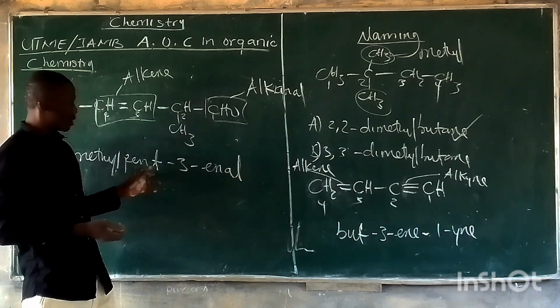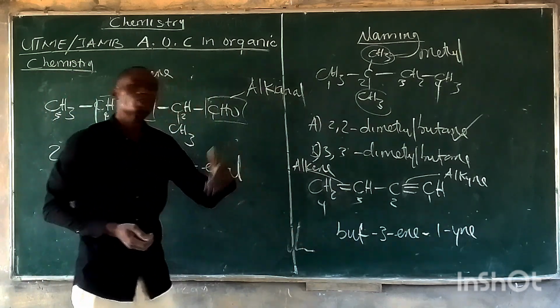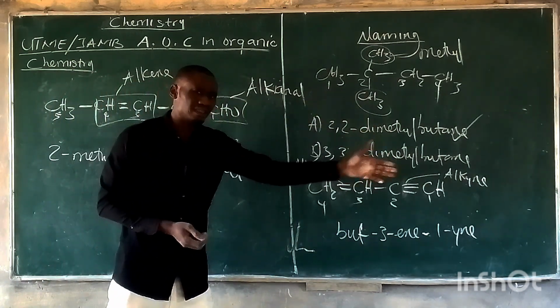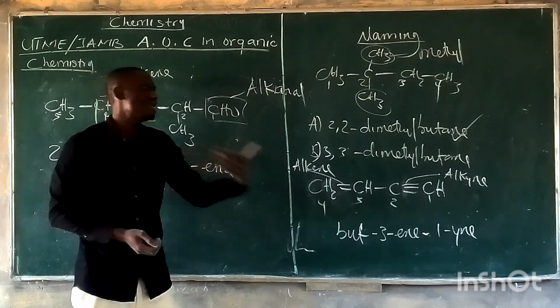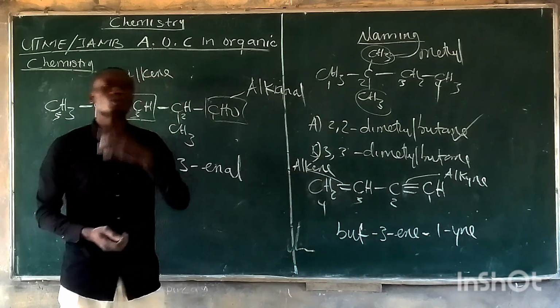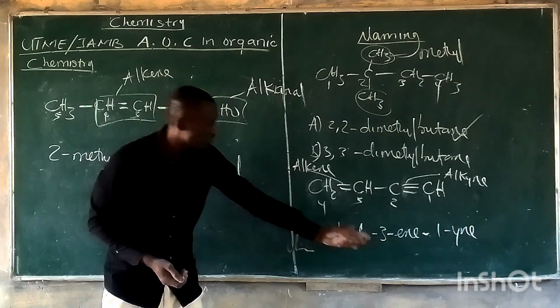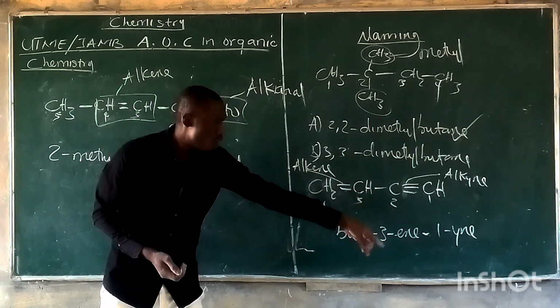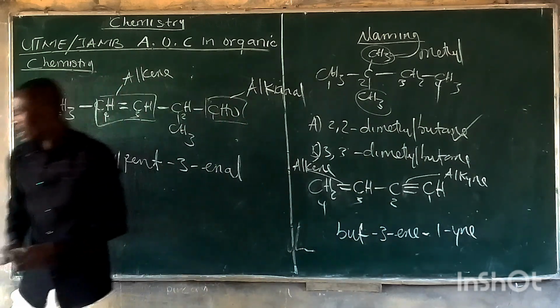Now, this question usually comes out in the advanced exam, but you need to take note of it. JAMB will give you small questions to deal with, but in case you see something like this, you should be able to name them. This is 3-en-1-al. So like that, let's go to the next thing.